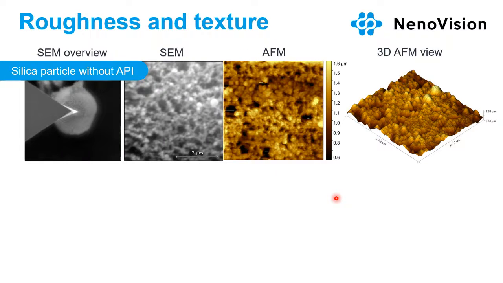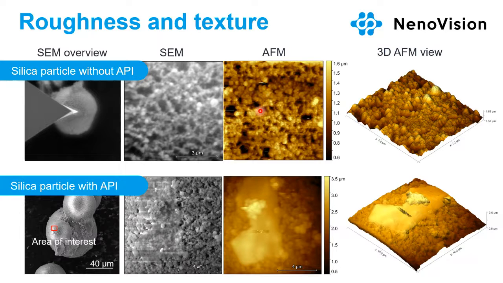So we measured a silica particle without the active ingredient. We see an SEM overview of the particle. On top of it is an AFM probe. And we see the signals from SEM and AFM, and then a 3D view of the AFM topography. We can clearly see the black parts are the pores. And we are sure they are pores because in these images it's lower, it's dark, so it's down.